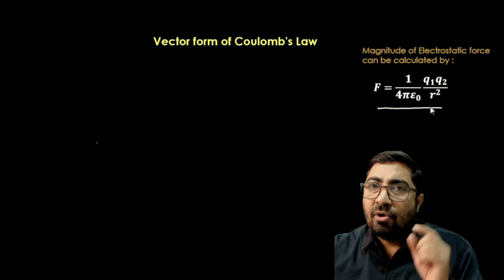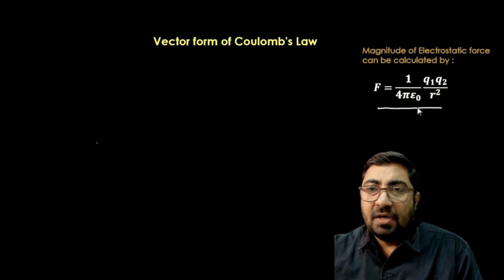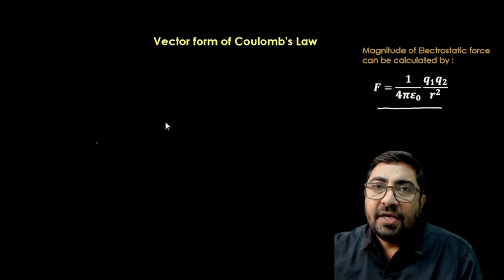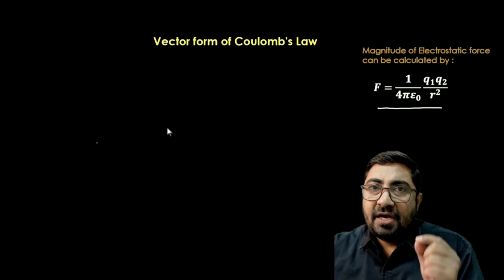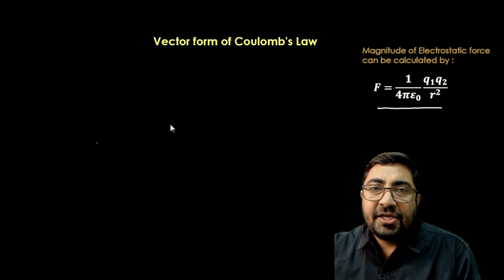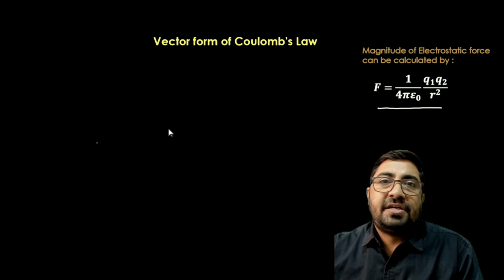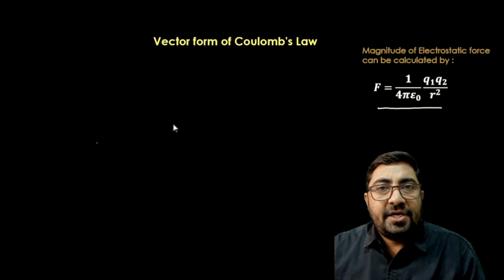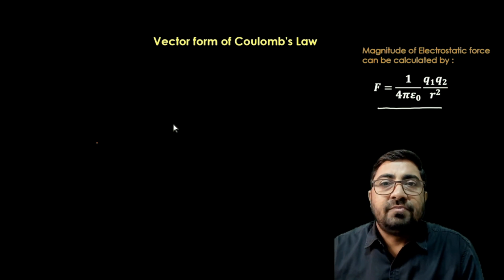r square. That only gives the magnitude, but force is a vector quantity, so it has two pieces of complete information, that is, magnitude and direction. In order to find the direction, we always use the vector form. So let's study what the vector form of Coulomb's law is.